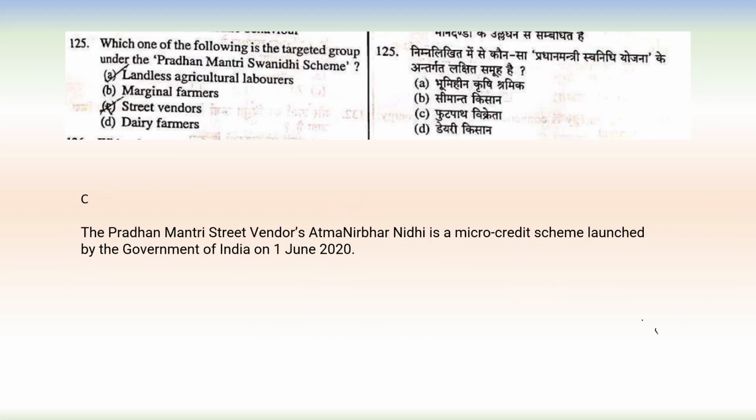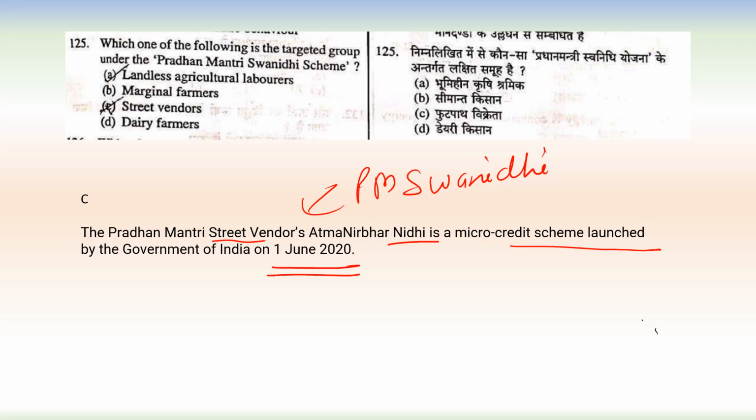Next one, which one of the following is the target group under the Pradhan Mantri Swanidhi scheme? The Pradhan Mantri Street Vendor Atmanirbhar Nidhi or PM Swanidhi is a microcredit scheme launched by the Government of India on June 1st, 2020. So the target group is street vendors.